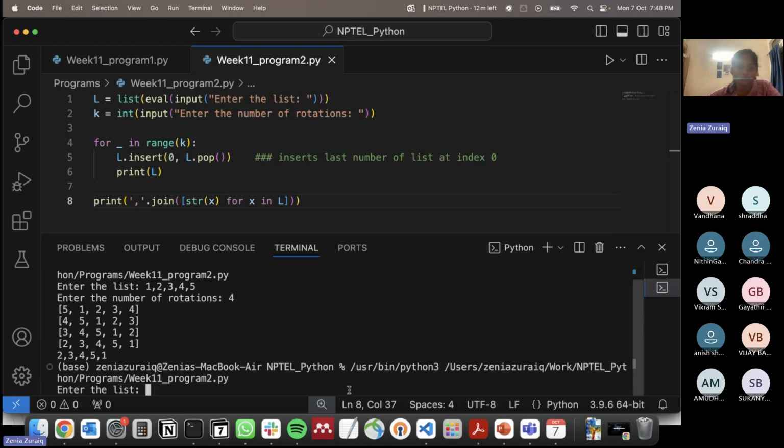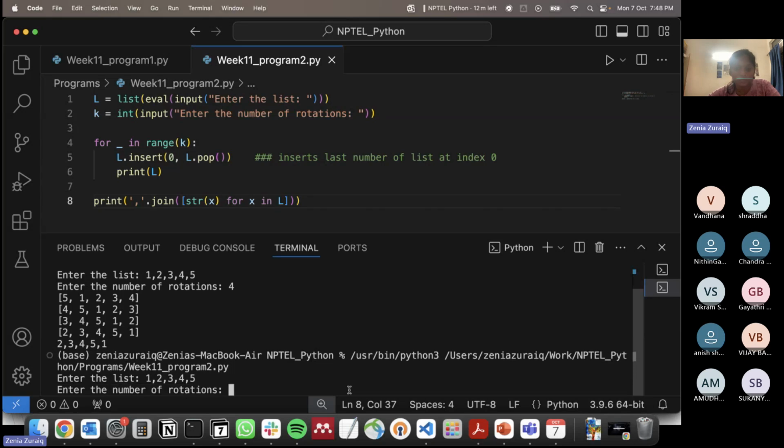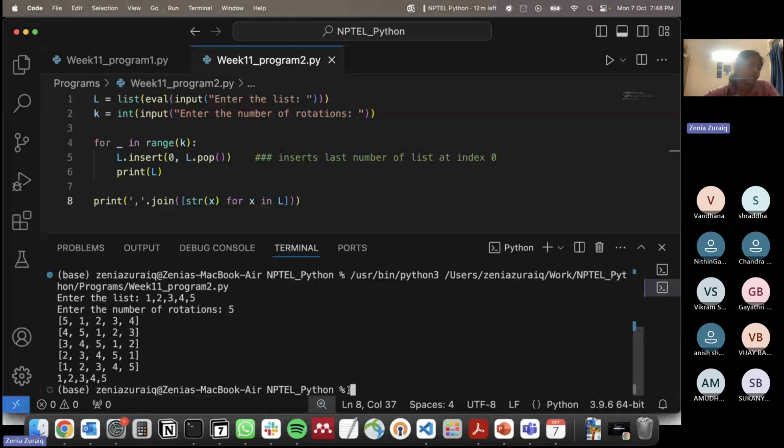So actually, because there are 5 elements, if we do 5 rotations, it will just come back to the original list. So that's very nice. I hope you all understood this question.